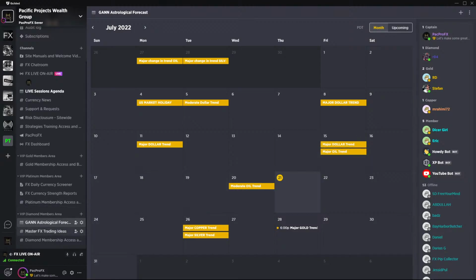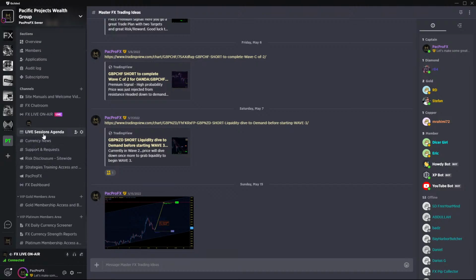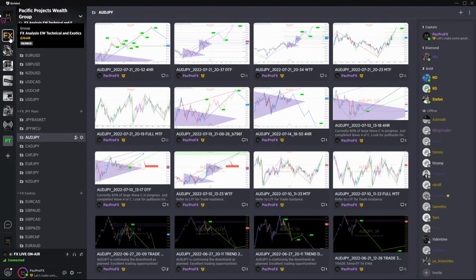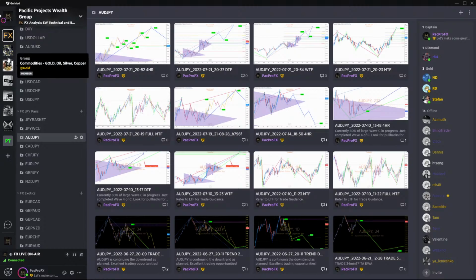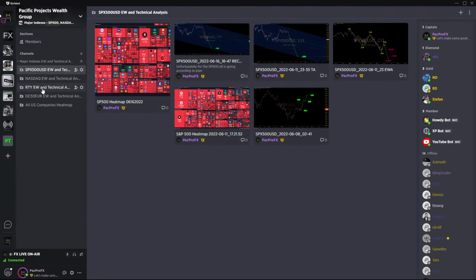Okay, so you actually get master FX trading ideas that are included as well. And gold membership only gets the basics out of here, in other words, access to the charts. All VIP members, gold, platinum, and diamond, get access to all the FX charts. We have crypto charts. We have commodity charts: oil, gold, copper, silver, WTI. And also we have the indexes, and I cover SPX, NASDAQ, RTY, the Russell, and the Germany DE 30 euro.